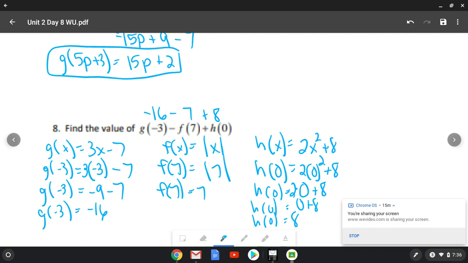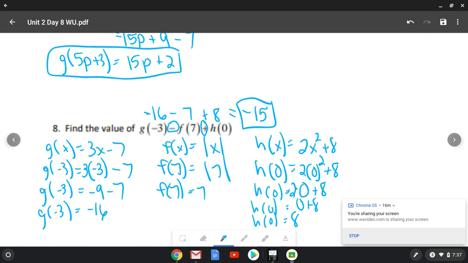So now we have to figure out, when we replace these three pieces up above with the numbers, that was negative 16, that was 7, that was 8. And there was a minus sign between the first two and a plus sign between the second two. So we'll punch that in our calculator, do order of operations, and in the end, negative 16 minus 7 is negative 23. Negative 23 plus 8 is negative 15. So that'd be my answer if we did them all.